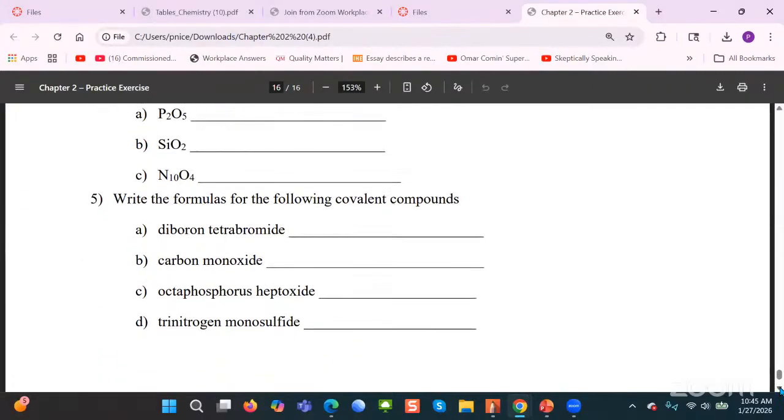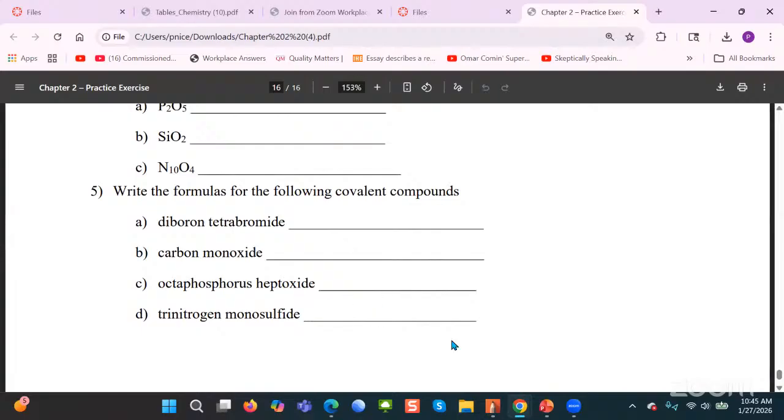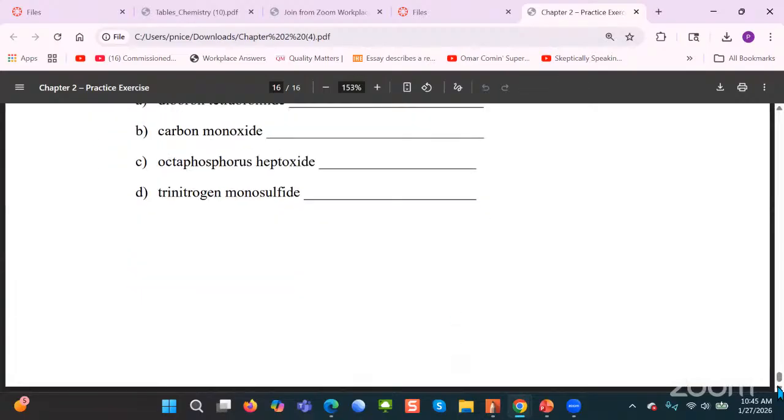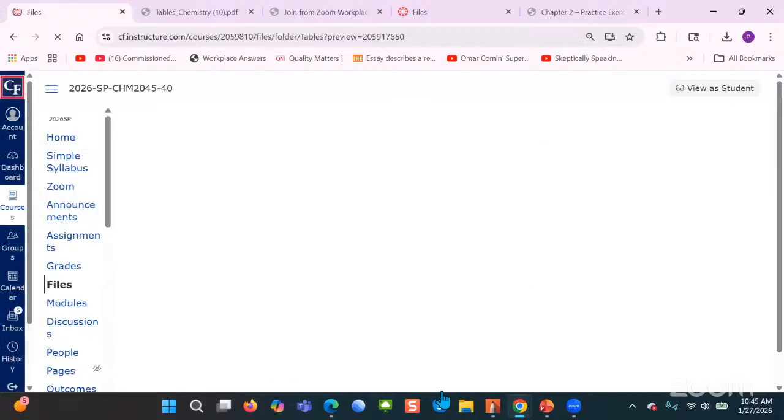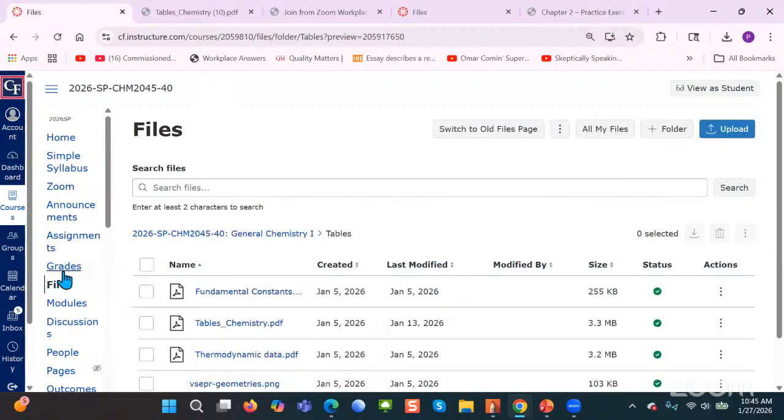And this is for molecular compounds, and this is where the prefixes will come in. Unfortunately, I won't be able to do all of them. All right, so what I'm going to do now is open up a Dropbox for this assignment. And because of the length of this assignment, I'm going to give you a bit more time to complete this.